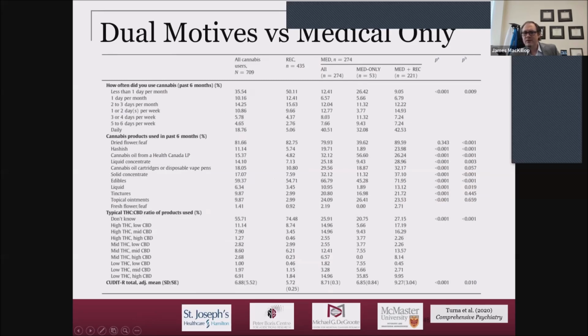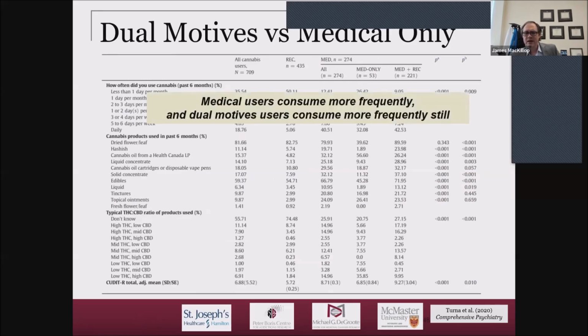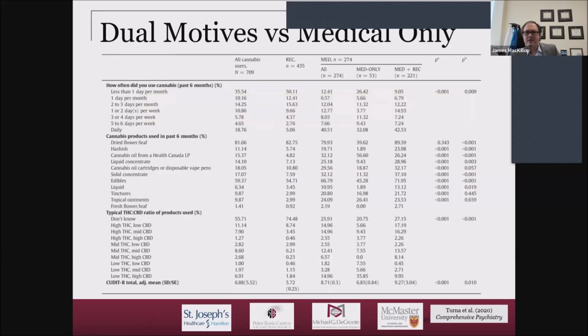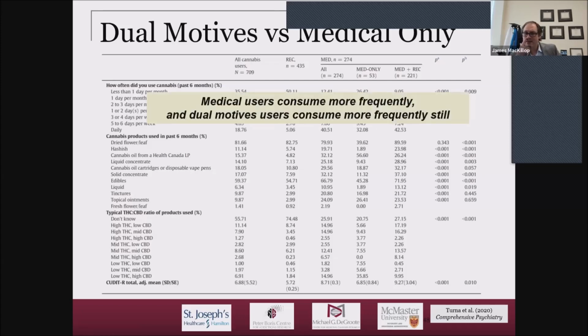And rather than go through the whole table, the first thing I'll highlight is that the medical cannabis users typically use much more frequently than recreational cannabis users. So around 40% are using daily as opposed to much lower rates. So medical cannabis users consume much more frequently, and dual motives users consume even more frequently still.